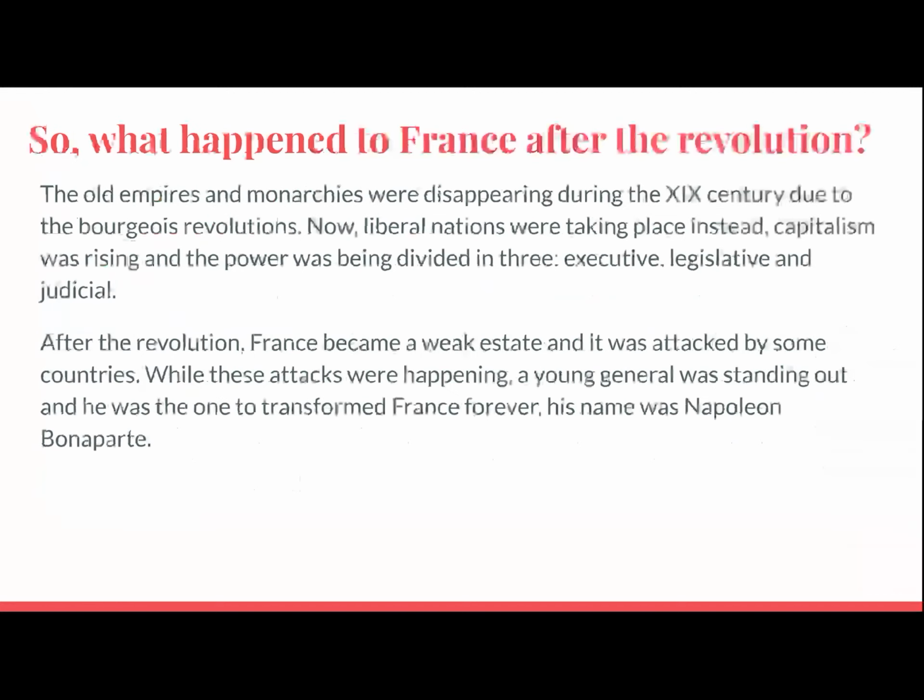So, what happened to France after the revolution? The old empires and monarchies were disappearing during the 19th century due to the bourgeois revolutions. Now, liberal nations were taking place. Instead, capitalism was rising and the power was being divided in three: executive, legislative, and judicial. After the revolution, France became a weak state and it was attacked by some countries. While these attacks were happening, a young general was standing out, and he was the one to transform France forever. His name was Napoleon Bonaparte.